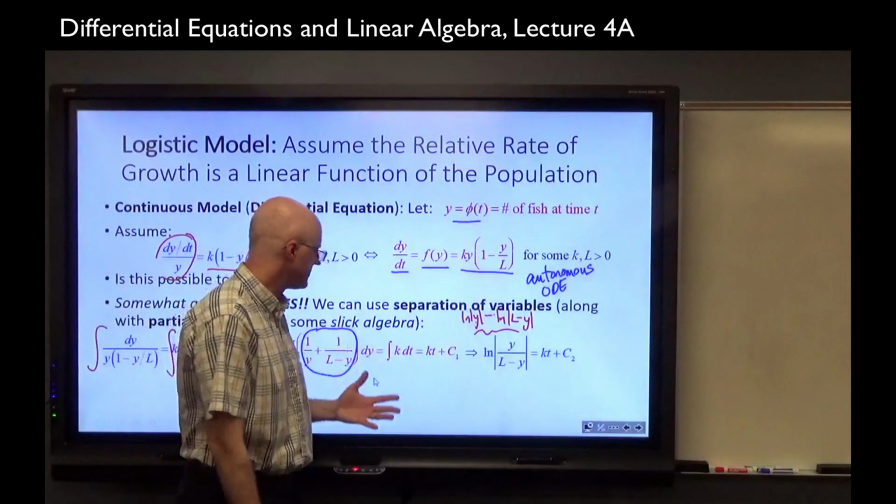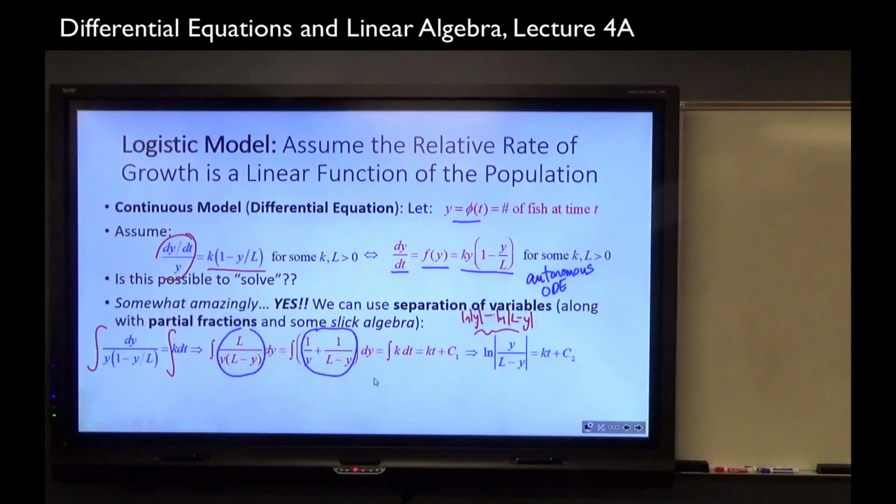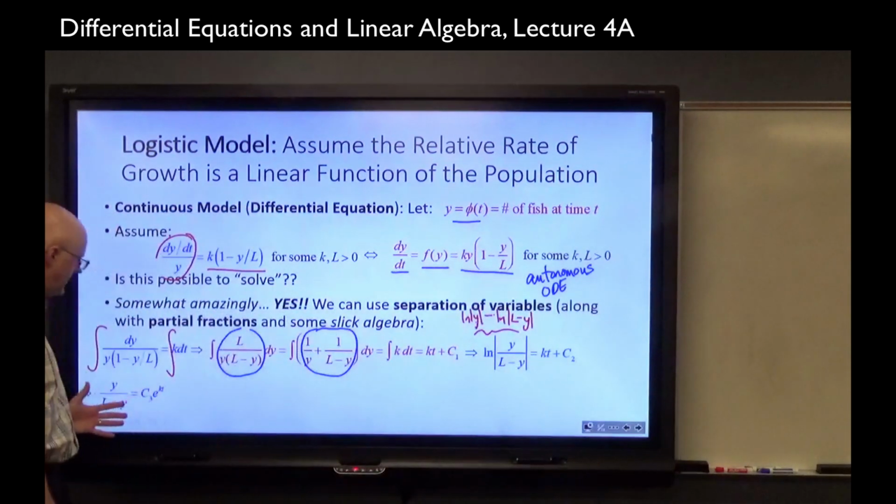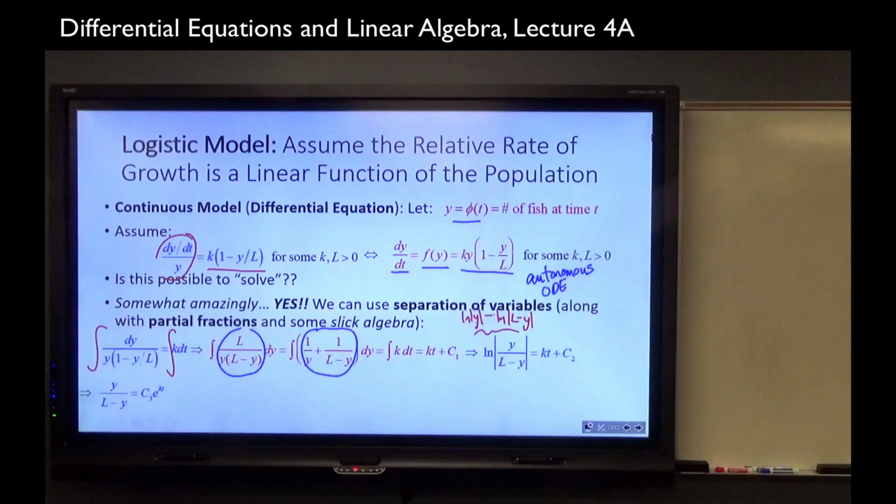Always remember the goal. The goal is to solve for y. So we want to get rid of the logarithm. We need to exponentiate. And I use a C1, then a C2, and a C3. Ultimately, I want to just write a C. It still feels kind of complicated looking at this. To solve for y, I would multiply both sides by L minus y first to cancel on the left. You get a big L minus y on the right.